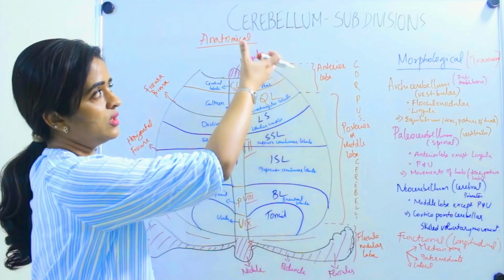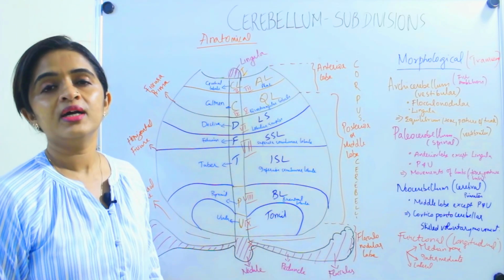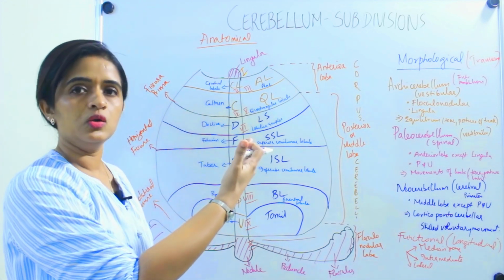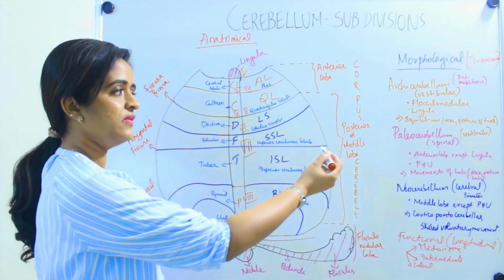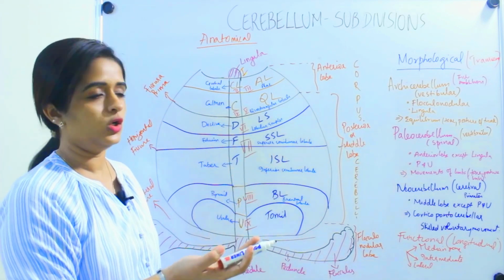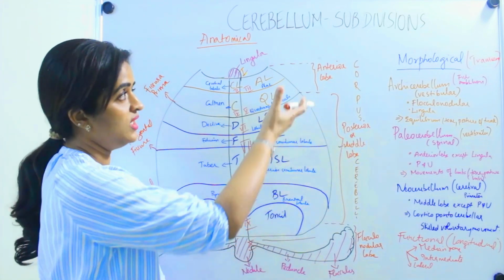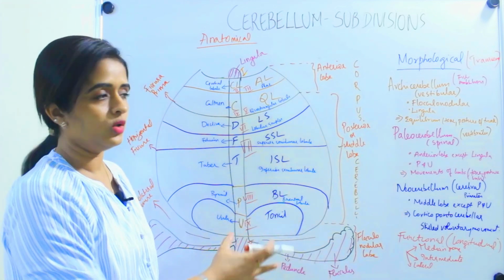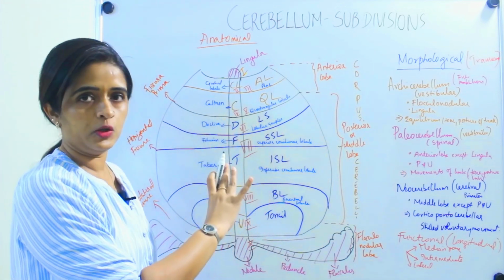Now coming to the corpus cerebelli, it is further divided into anterior lobe and posterior lobe. Some even call it the middle lobe. The posterior lobe is otherwise known as the middle lobe since it is lying between the anterior lobe and the flocculonodular lobe. This portion is also known as the middle lobe.